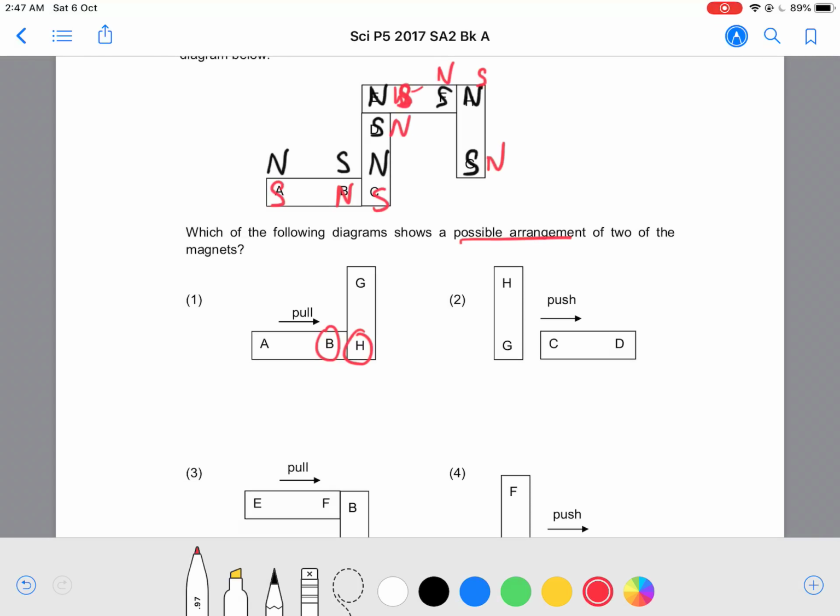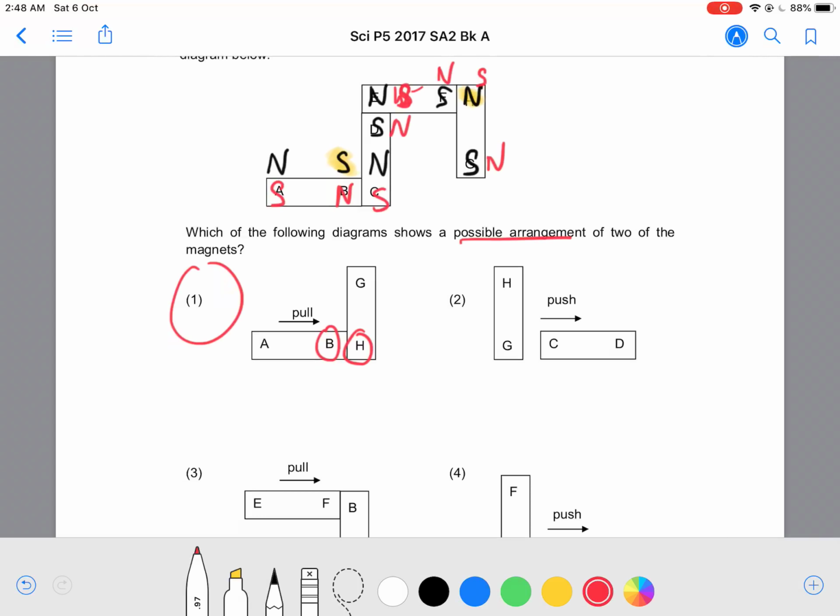So B and H attracted. B is the south. Let's just use the black working. Okay. B is south, H is a north. Oh, they are unlike poles and they're attracted. So this must be a possible one, right? So already the answer is out. Okay, so that's for the MCQ.